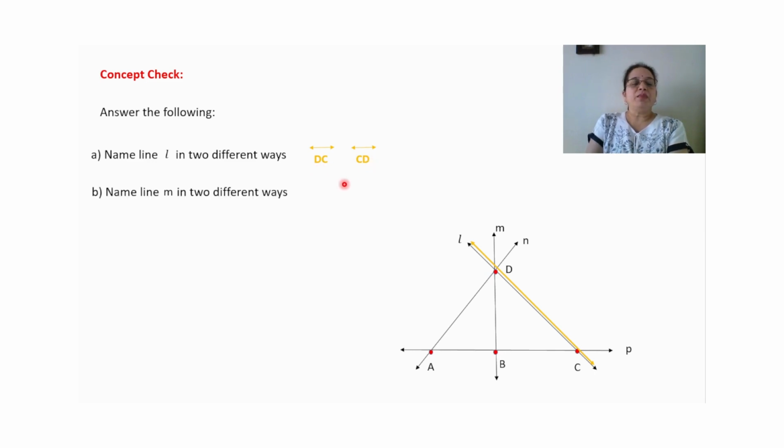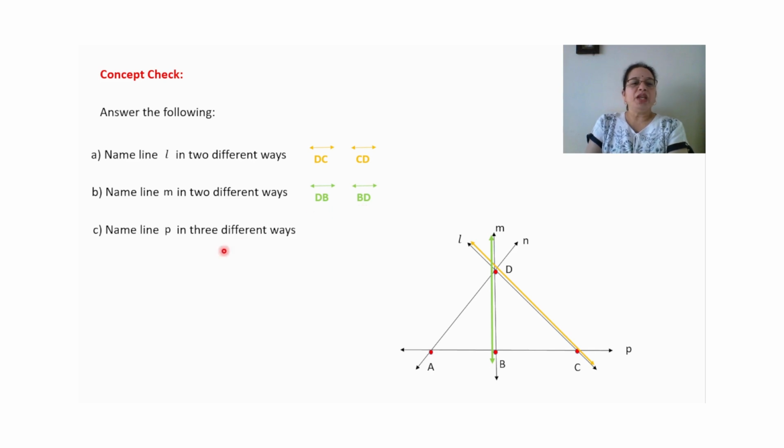Name the line m in two different ways. Search for line m. This is your line m. And now I am showing this line m with green color. On green color, 2 points are there, point D and point B. So DB and reverse order is BD.